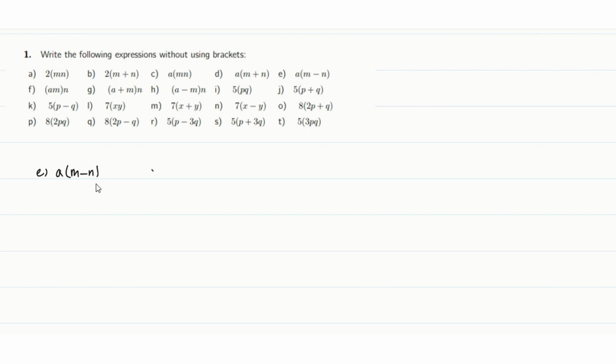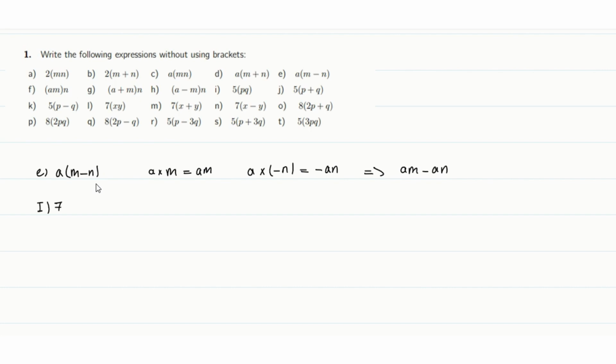So the first one would be a times m, which would be equal to am. And the other one would be a times minus n, which would be equal to negative an. And the final answer would be the summation of these two terms, which would be am minus an. So we just combine these two answers together and we get the final answer, which is the expression without the brackets. Now let's move to another problem.